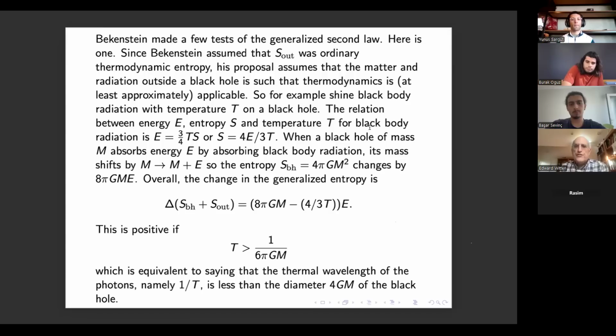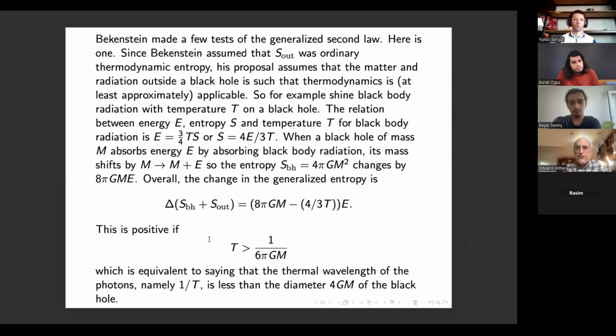The relation between energy E, entropy S, and temperature T for black body radiation is that E is 3/4 TS, or S is 4E over 3T. When a black hole of mass M absorbs energy E by absorbing black body radiation, its mass shifts from M to M plus E, so its entropy 4 pi G M squared changes by 8 pi G M E. I'm assuming E is very small compared to M. So both terms in the entropy change are proportional to E, and overall the generalized entropy changes by E times 8 pi G M minus 4 over 3T.